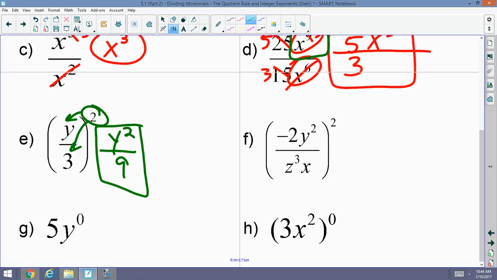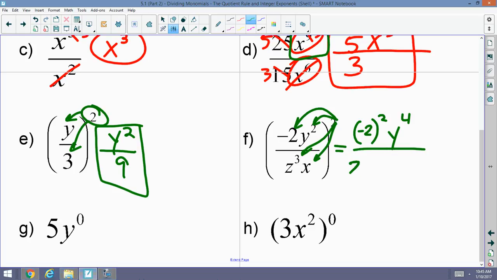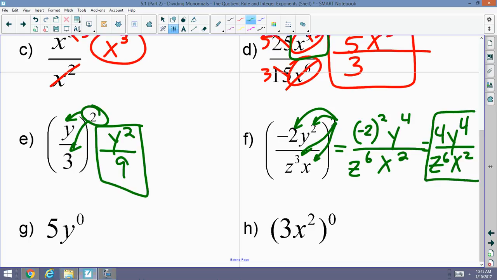How about this bad boy here? What is this going to become? Negative 2 squared in parentheses, because the negative 2 is being affected, times y to the 4th, because I want to distribute this exponent to every single other exponent, over z to the 3rd times x to the 2nd. Can I simplify this? Yes. This will be 4 y to the 4th over z to the 6th x squared. Does that make sense, my brothers?